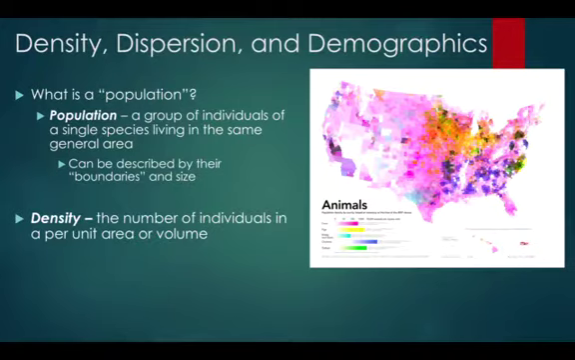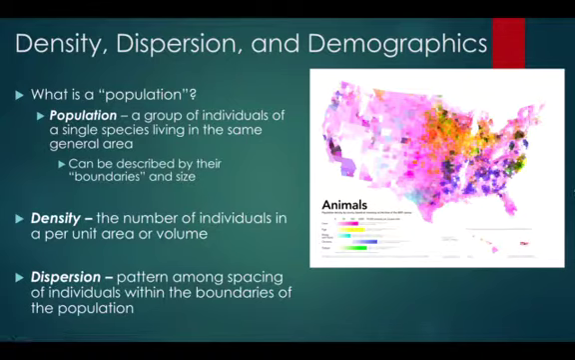Density is the number of individuals per unit area or volume. So Saskatchewan has a low density of human population. The province of Ontario has a higher density of human population. If we look at this map again and look at just the pink, we have areas of light pink and areas of very dark pink. The darker it is, the higher the density. So there are a lot of cows here and very few cows up here. So, different densities.